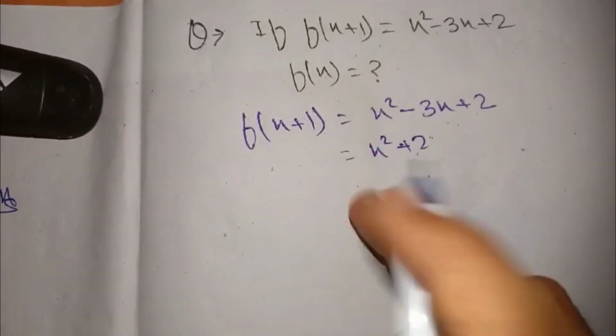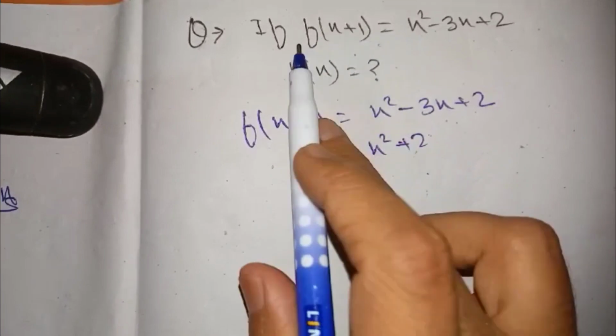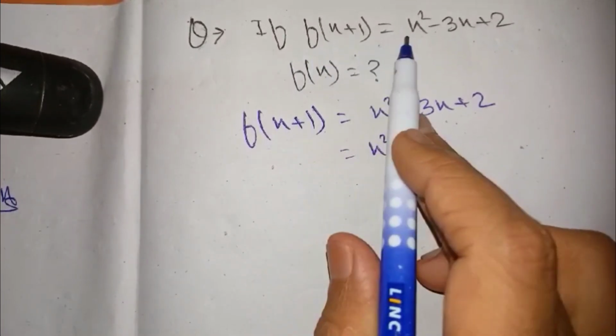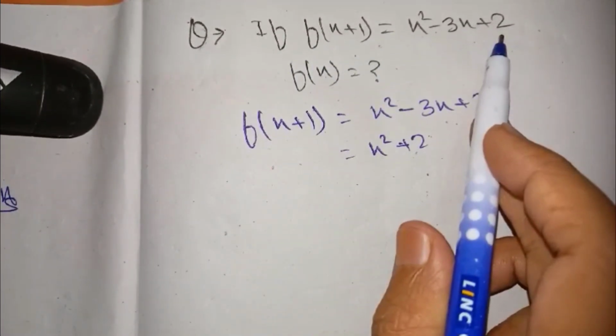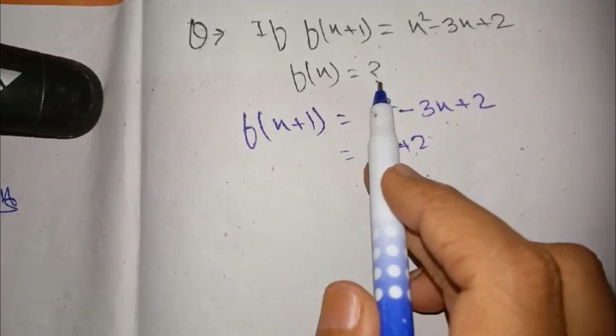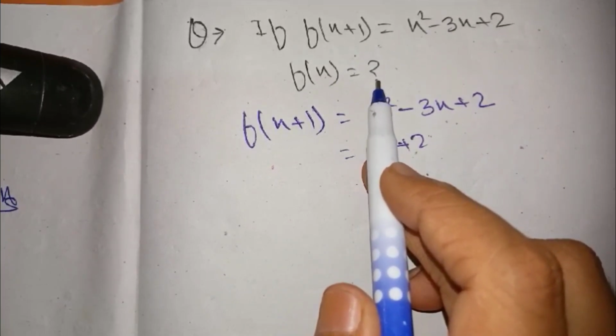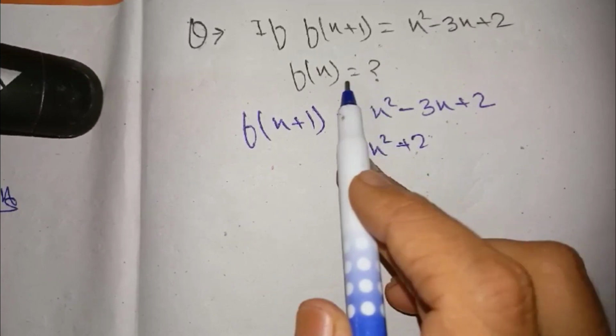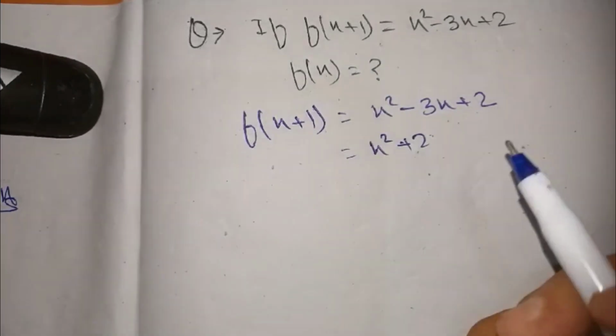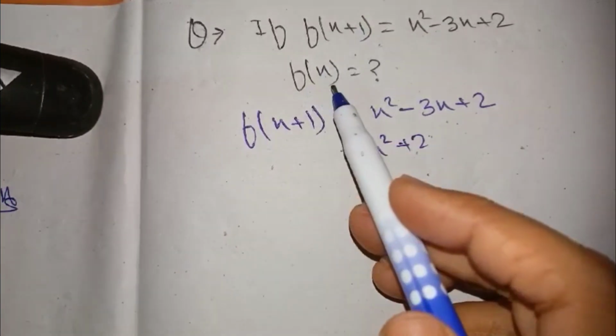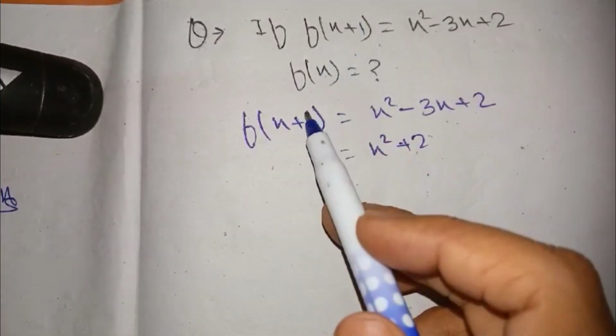Hello friends, today we are going to solve this question, which is: given that f of x plus 1 equals x square minus 3x plus 2, we have to find the value of f of x. Okay, so first we should know what a function is. A function works like a machine: when we put any thing in, it gives another thing out, so it also works like that. Okay, now we are going to solve this question.